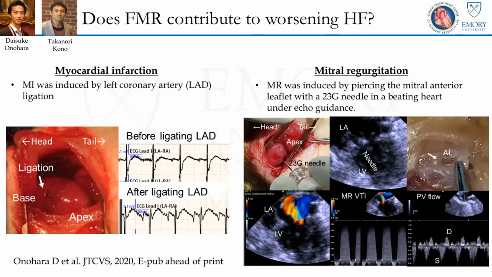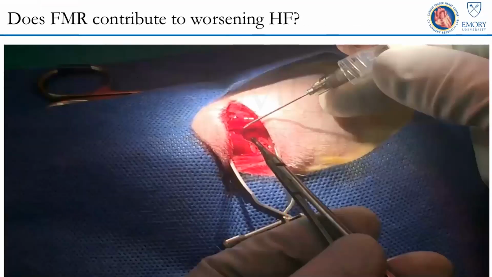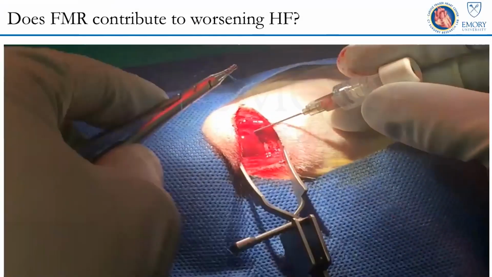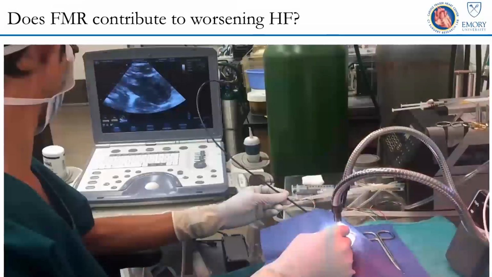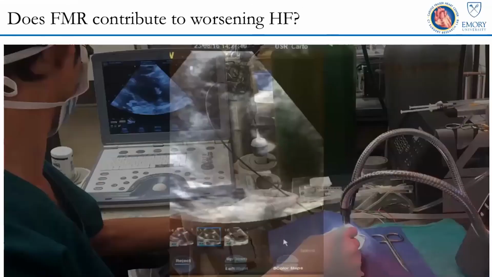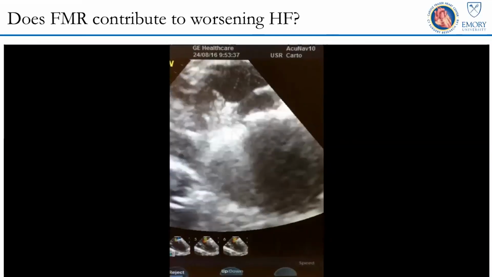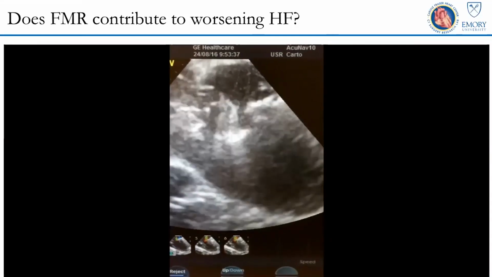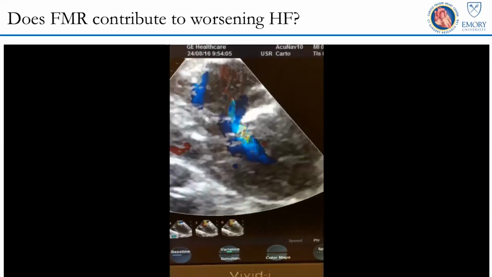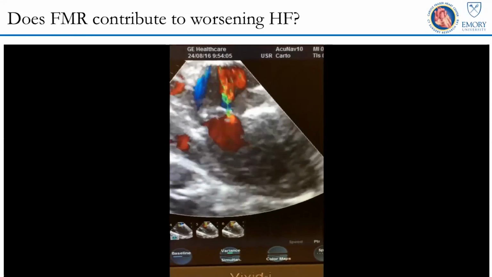In these animals, after the induction of mitral regurgitation, we could see significant pulmonary vein flow reversal. This is a video which depicts the procedure. The rats are under anesthesia. We perform a left thoracotomy and place a purse string. After that, under image guidance with an 8 French intracardiac echo probe, we look at the 2-chamber view of the heart and advance the tip of the needle into the mitral valve. In real time, we can see the creation of mitral regurgitation.